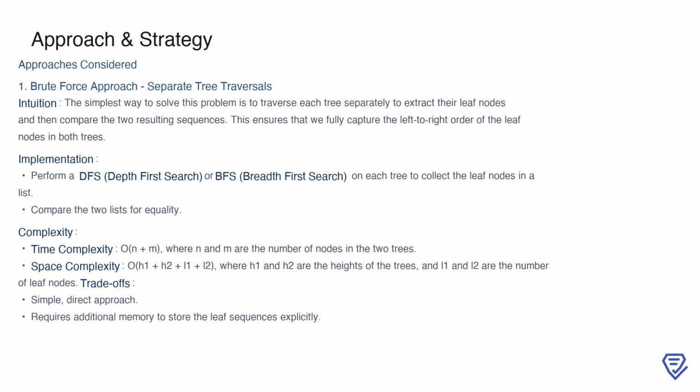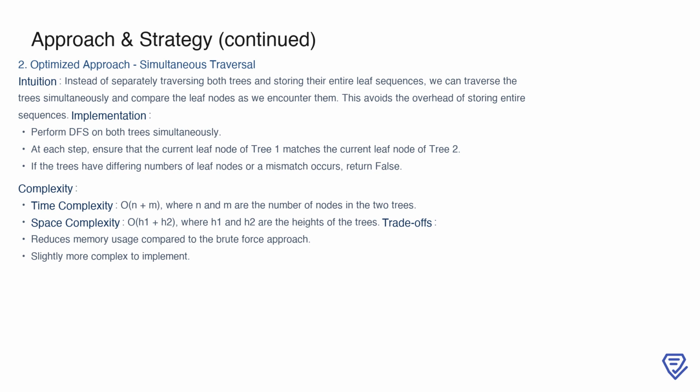While this method is simple and direct, it does require additional memory, which can be a trade-off depending on the size of the trees. An optimized approach takes this problem a step further by traversing both trees simultaneously, which eliminates the need to store the entire sequences of leaf nodes. The key intuition here is that we can compare the leaf nodes of the two trees as we encounter them during a simultaneous depth-first search.